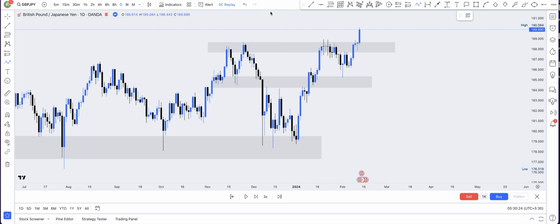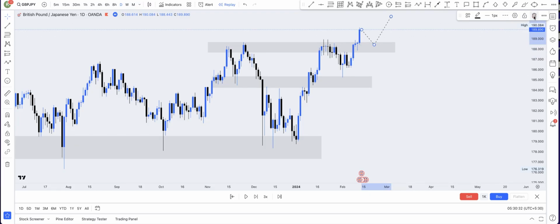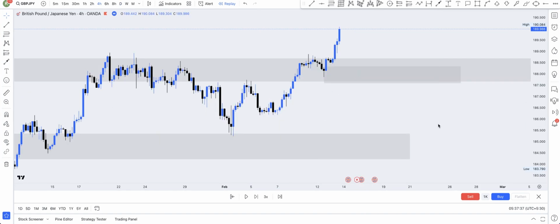So when we move to the 4 hour, we have to be looking for a retracement and a further move to the upside. So without wasting my time, let's move to the 4 hour time frame. All right, so this is us on the 4 hour time frame. Let me delete here first. We already have in mind that we're only looking for a retracement and a continuation to the upside.